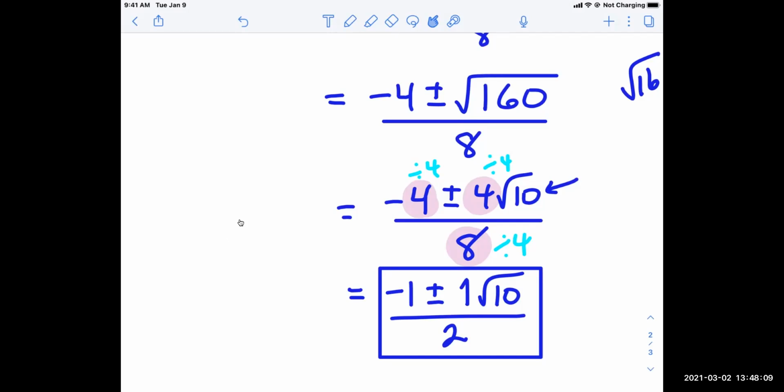Let's see. Let's do this one. X is equal to -b plus or minus the square root of b squared minus 4ac all over 2a.